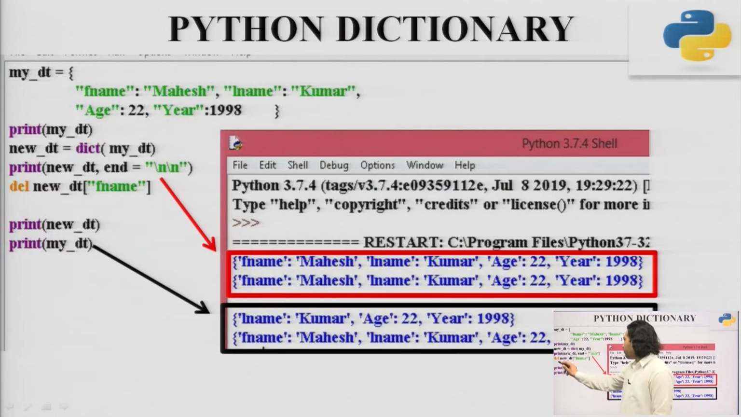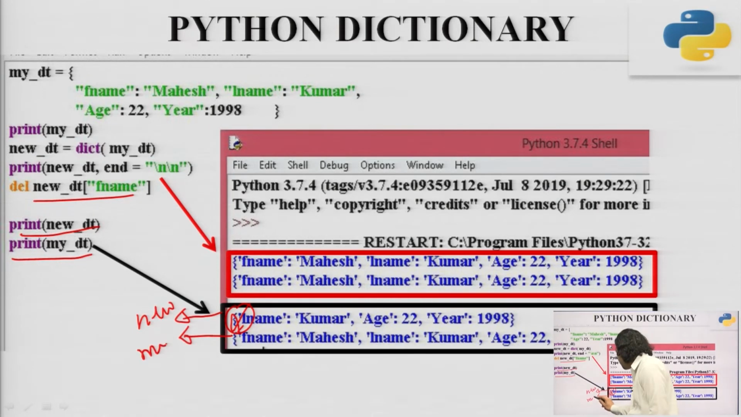Here we have performed the operation of deleting the f name, and you can see that the f name is not available in new dt. The first information is new dt, the second information is related to my dt. So, this one is related to new dt and this one is related to my dt. Here you can see that new dt and my dt are two separate things.